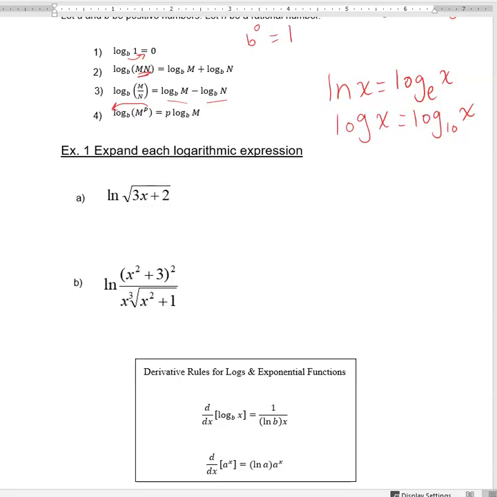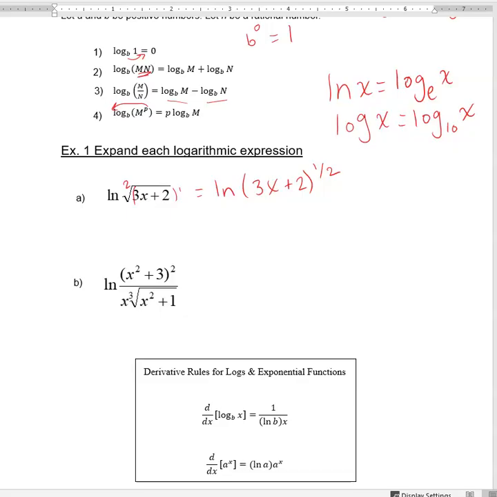So just like always, when you see a radical, I want you to think I have to write that as an exponent. Since this is the square root of 3x plus 2 to the first power, we can write this as the natural log of 3x plus 2 all to the 1/2 power.